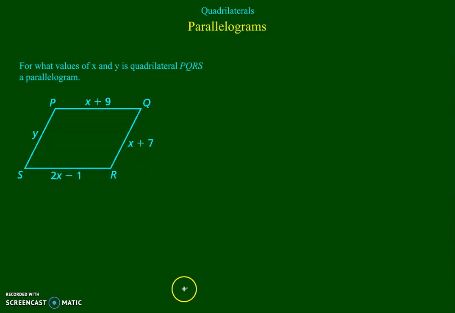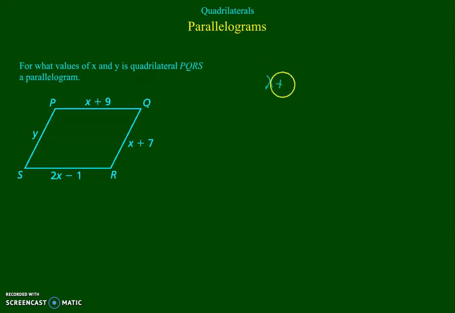In this example, we're using the parallelogram opposite sides converse theorem, and we know that in order for PQRS to be a parallelogram, these two sides have to be congruent. So we know that x plus 9 has to equal 2x minus 1. So let's put that down.